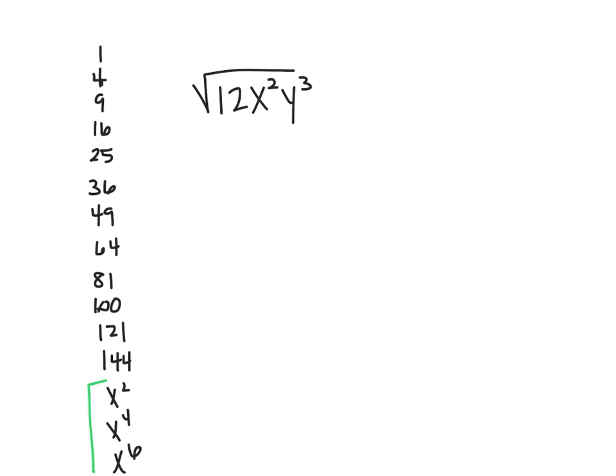Okay, so first of all, let's think, what perfect square goes into 12? Well, 4 does. 4 times 3. So I'm just going to break this all down. Remember, x squared is a perfect square because x times x is x squared. So I know x squared is a perfect square already. And then we have y to the third.